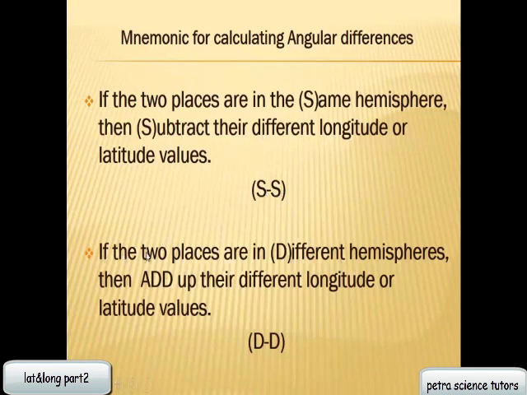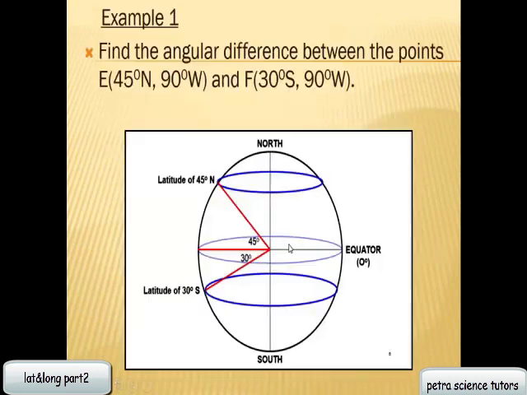Now let's look at this diagram, for instance. Example 1: find the angular difference between the points E and F. Point E is on 45 degrees north, as you can see in the diagram, and 90 degrees west, and point F is on latitude 30 degrees south and longitude 90 degrees west.